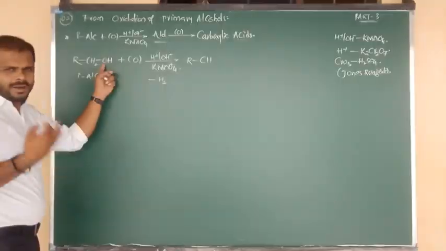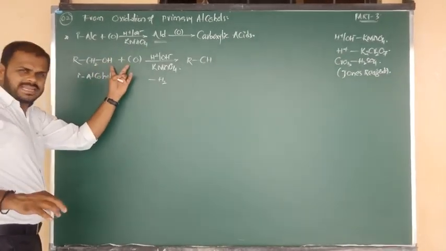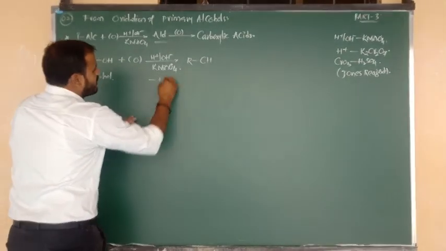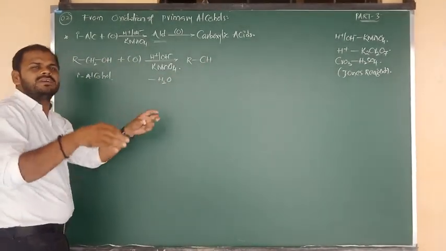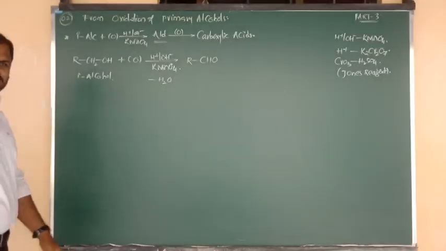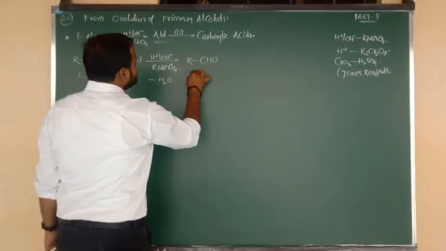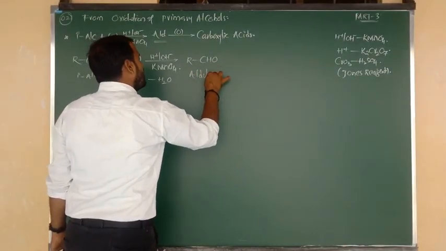In total, the molecule already contains one oxygen, and we are providing another oxygen, so a total of two oxygens are there. One oxygen is removed in the form of a water molecule, and one more oxygen will exist along with the aldehyde form, R bonded to CHO. So primary alcohols upon oxidation form the product, which is aldehyde.